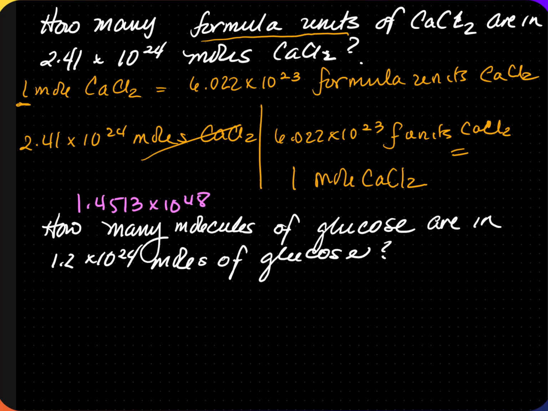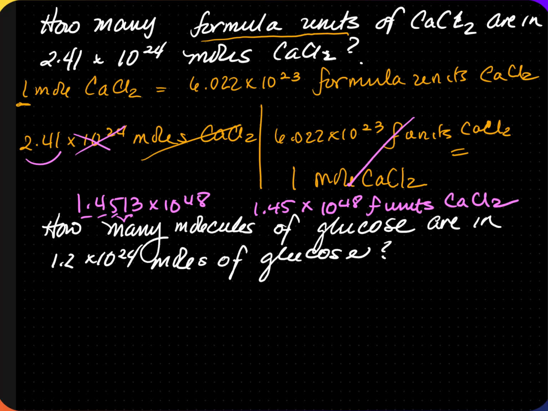So I need to do sig figs. Conversion factors don't count. Scientific notation, the exponent doesn't count. Everything in the front counts, so there's 3. 1, 2, 3. I look 1 to the right. The 5 stays, so it's 1.45 times 10 to the 48th formula units of calcium chloride.